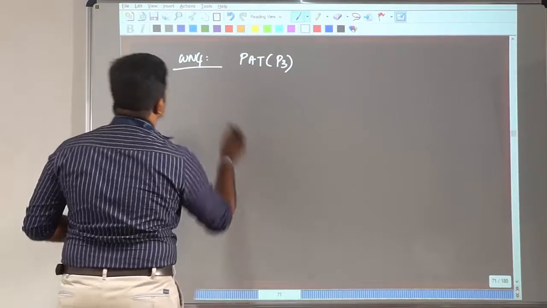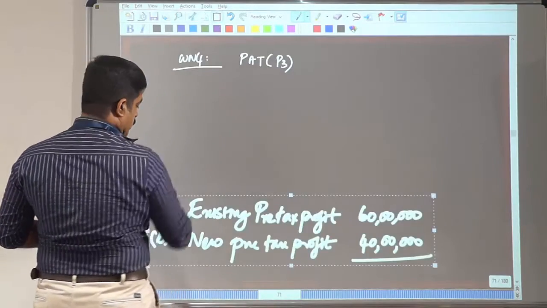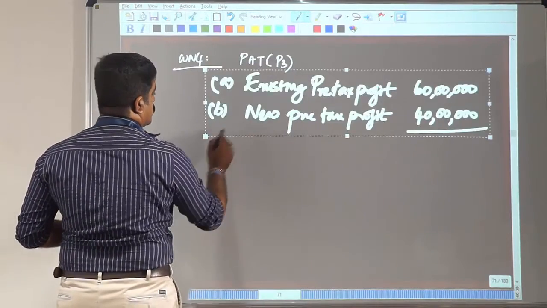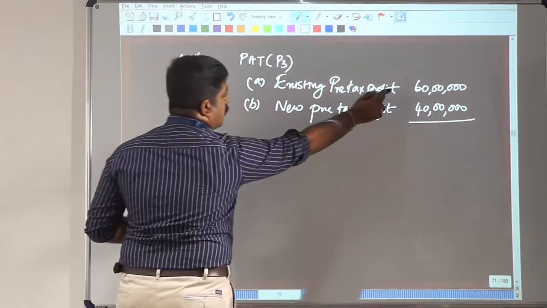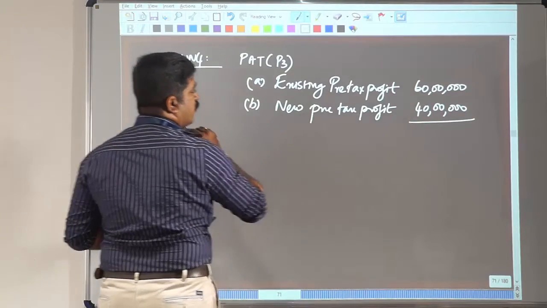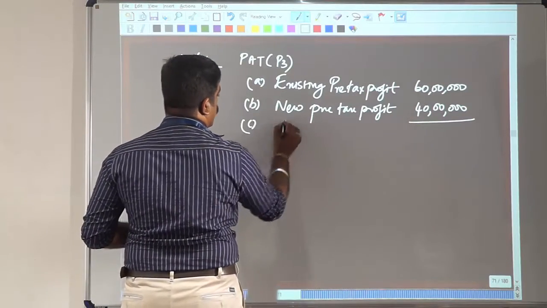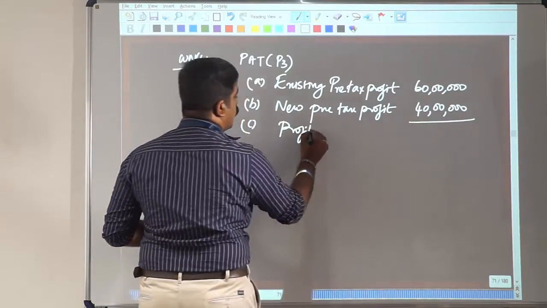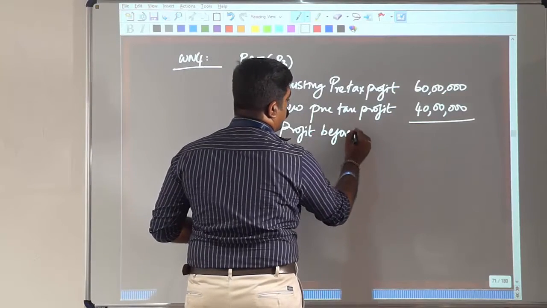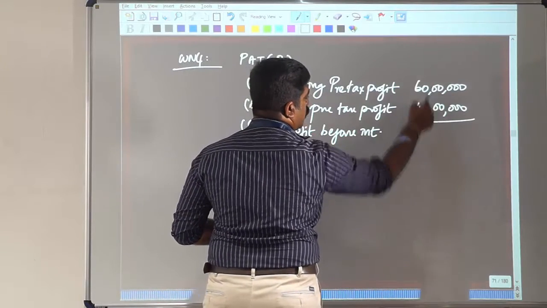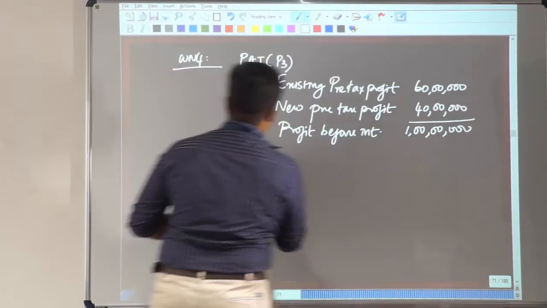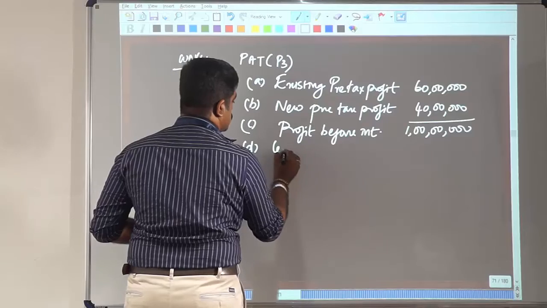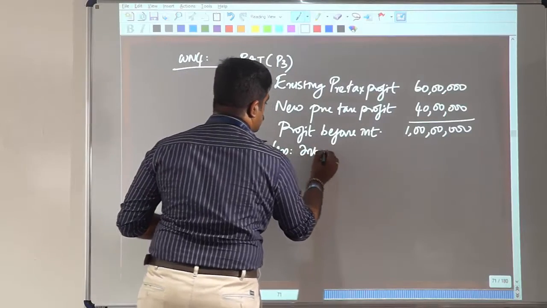Okay. Let me paste that profit. I think I've calculated somewhere. Yeah. So this is my existing pre-tax profit 60 lakh, new pre-tax profit of 40 lakhs. So my profit before interest, how much is it? It is 1 crore.